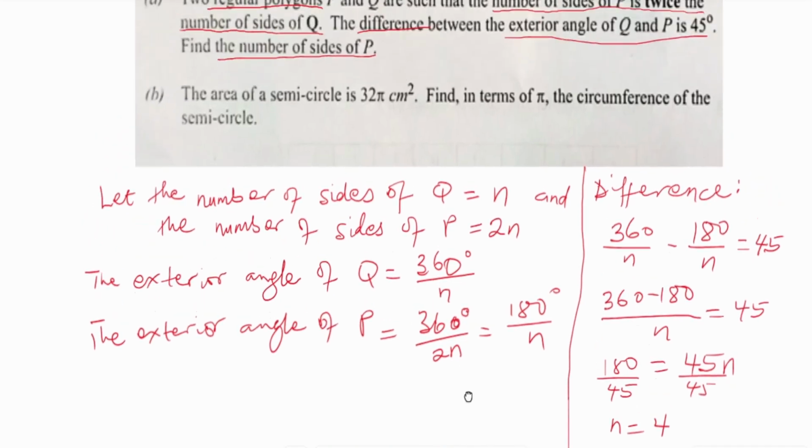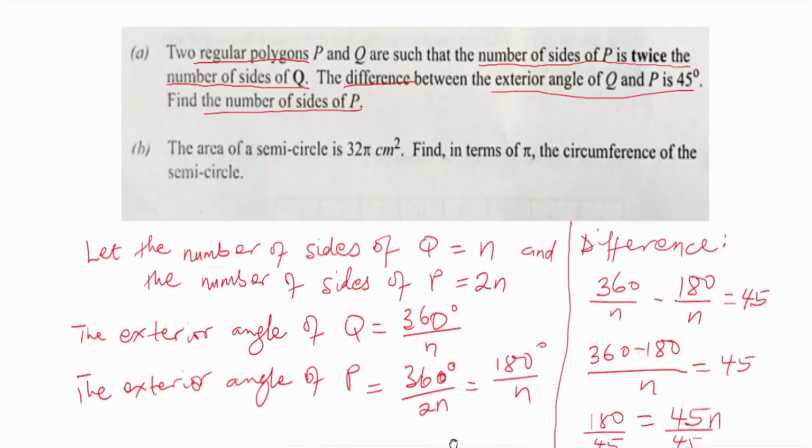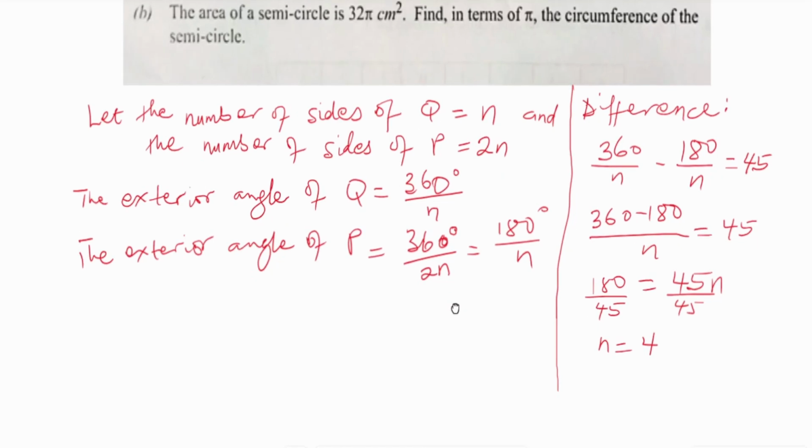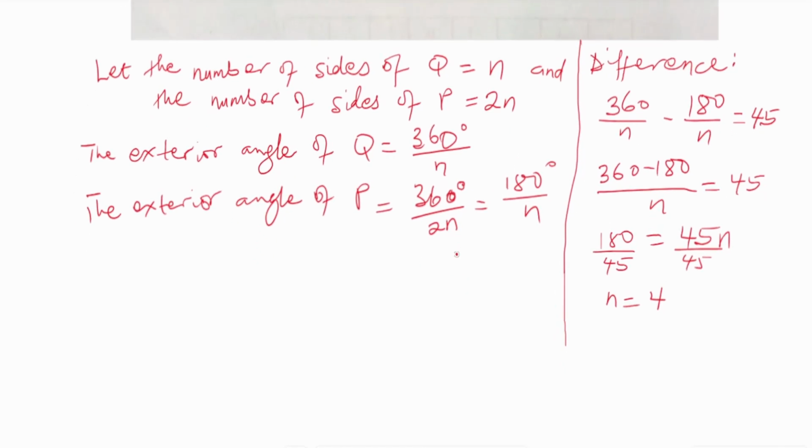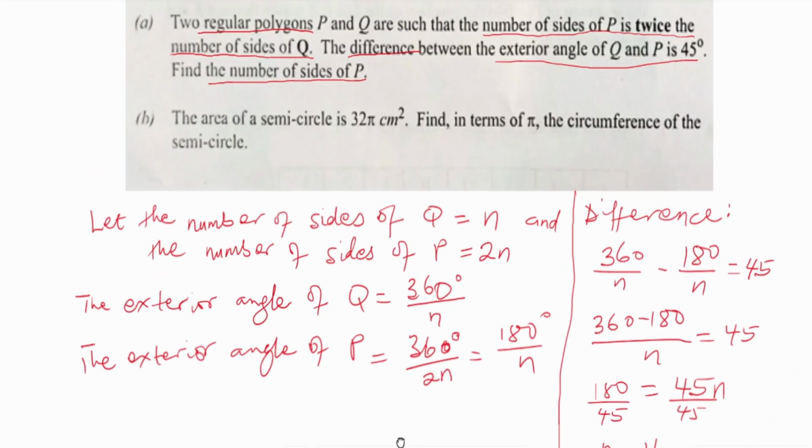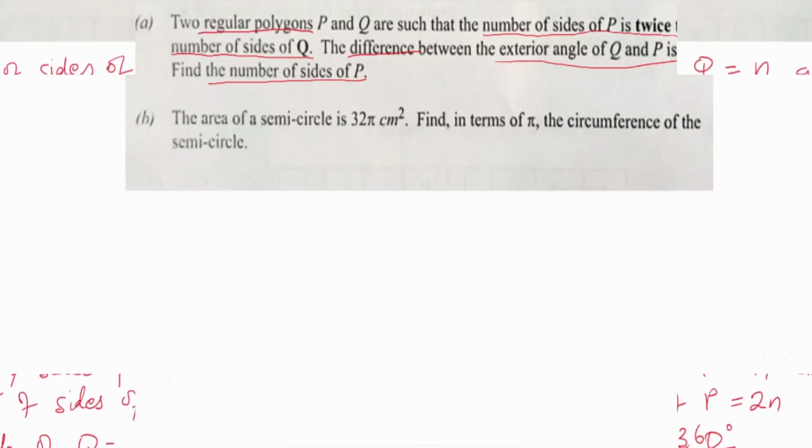And the question wants us to find the number of sides of P. So remember that this is the number of sides of P, right? 2n. So wherever we see n, we put 4 there, so that means that P has 2 times 4, which equals 8 sides. So the polygon P has 8 sides.